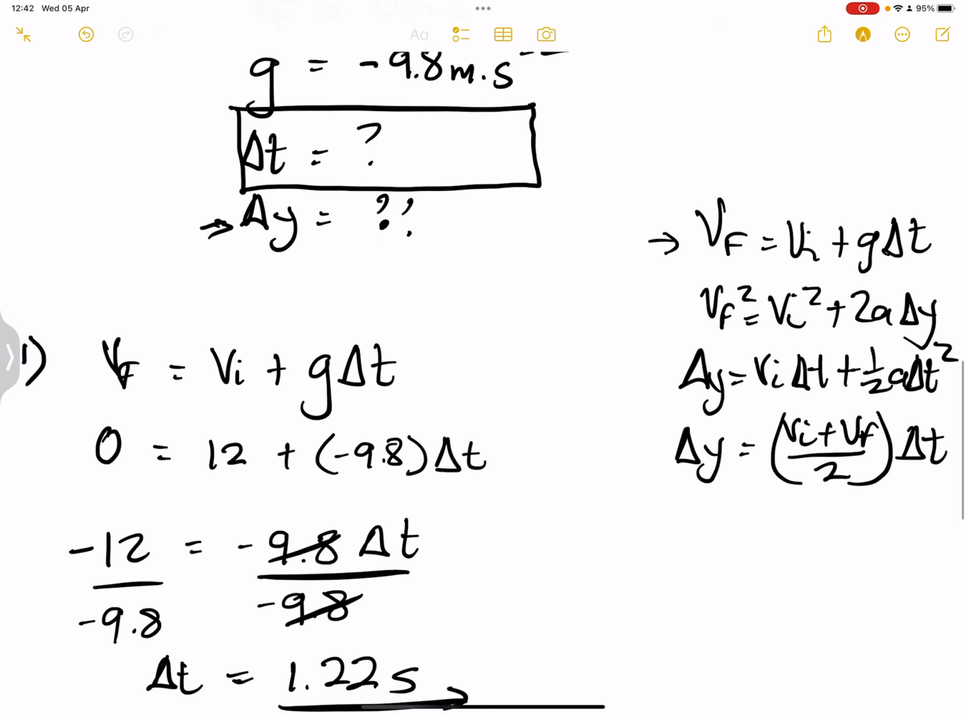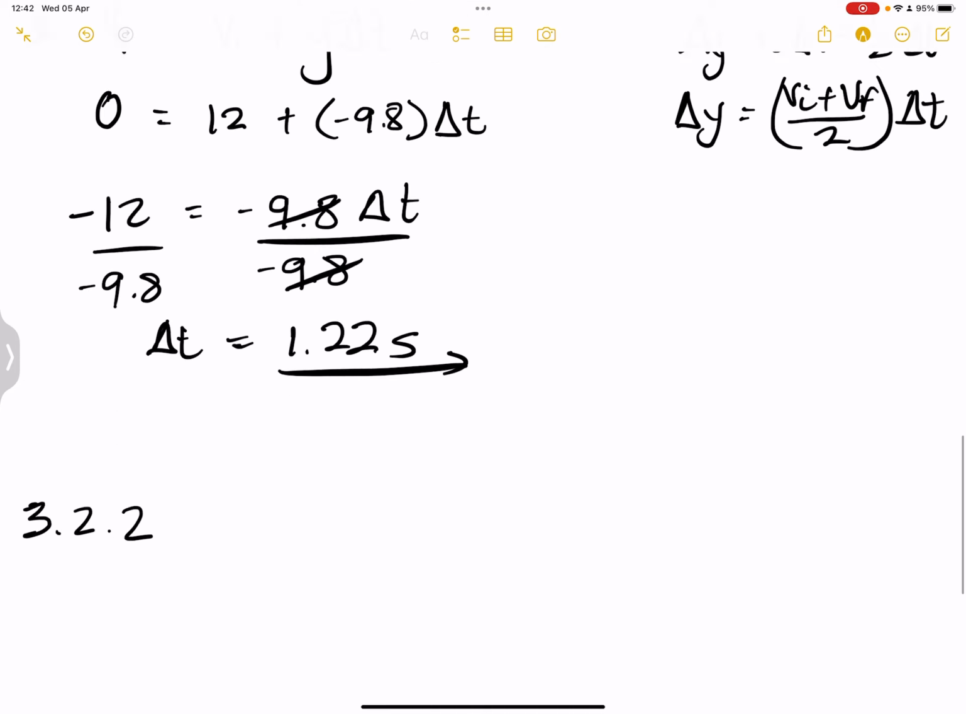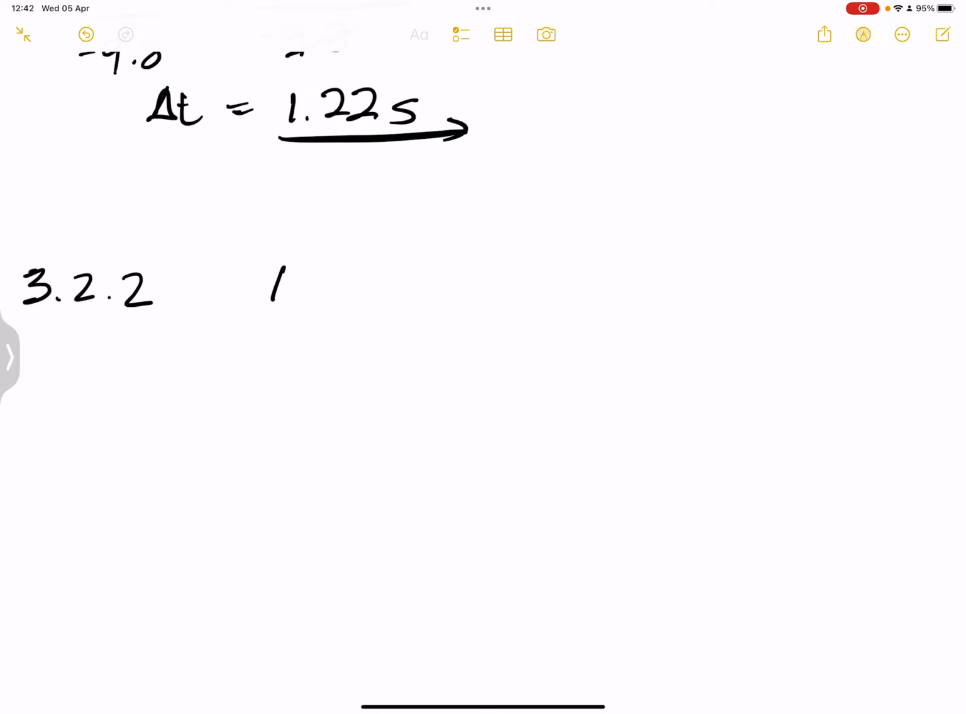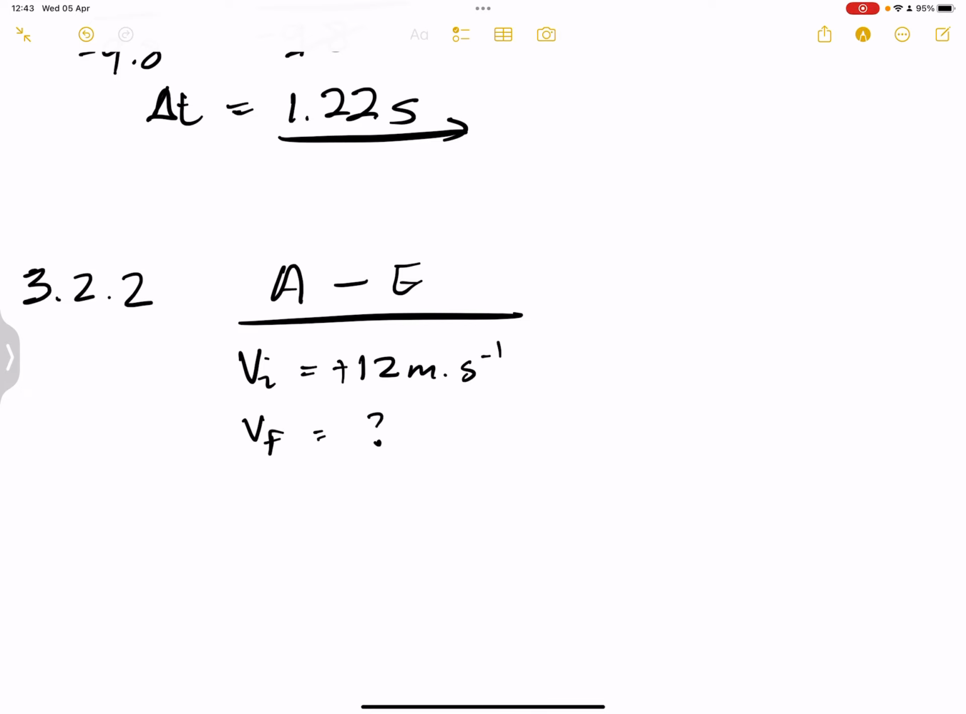Sorry, I wrote that as 1, but it was 3.2.1. Right, so in this case, we're looking from position A to E, right? Again, what is our initial velocity? That would be 12 meters per second, right? Remember, it's positive because it was going up. Final velocity, that's exactly what we're looking for.